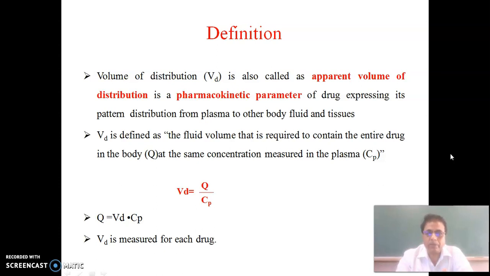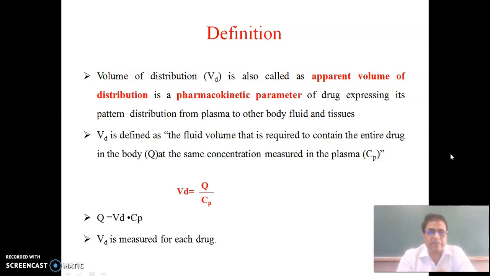Volume of distribution is also generally referred to as apparent volume of distribution. It is one of the pharmacokinetic parameters, as I told you, and it expresses the pattern of the distribution from plasma to the other fluids of the body or tissues of the body. Since not all drugs are uniformly distributed, each drug has its own volume of distribution. So this volume of distribution depends upon the characteristics of drugs that we'll discuss in the next slide.